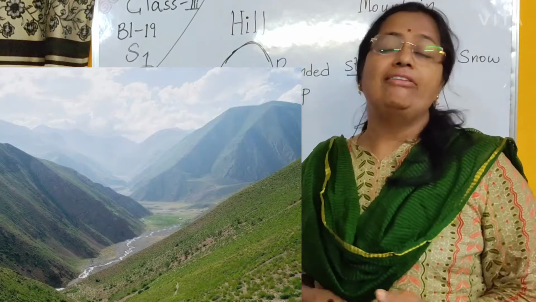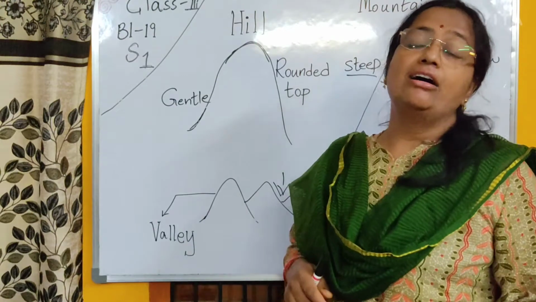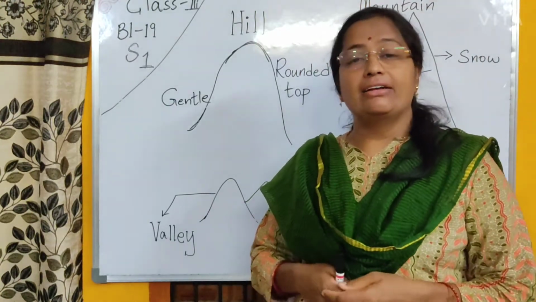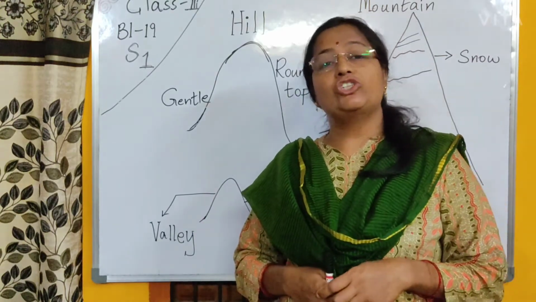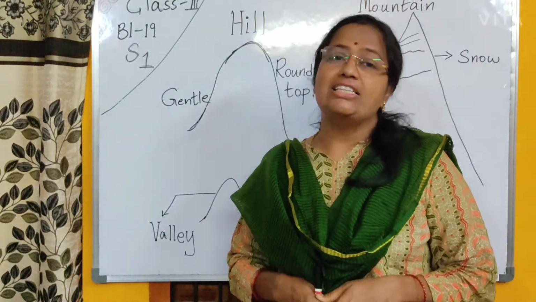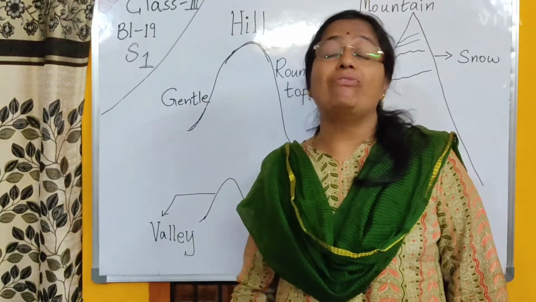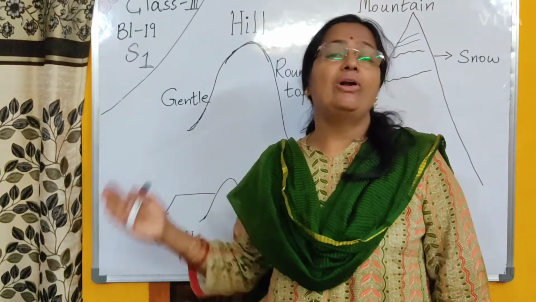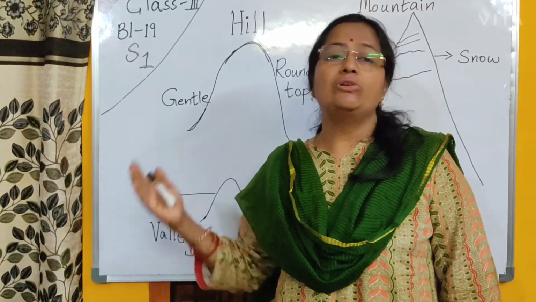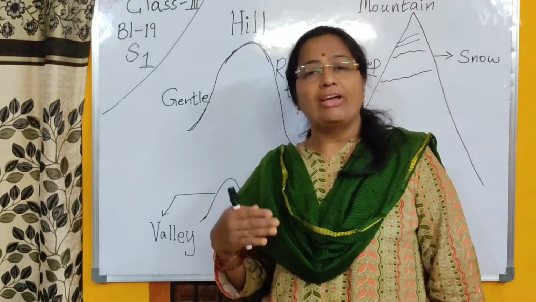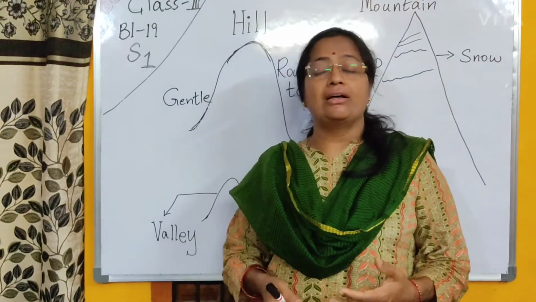What do we find in valleys? We find many herbs and flower-bearing plants growing in valleys. Mostly we find rivers flowing in the valleys. Why? Because the mountains which are covered with snow, that snow melts down and forms into rivers. When the ice melts and turns into water, it flows down in the form of a river. We also see some herbs or some bushes growing in the valleys.